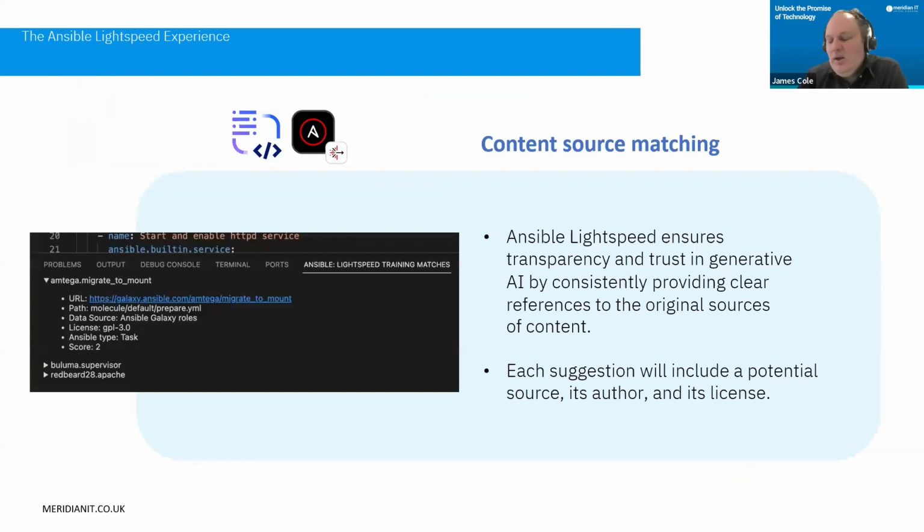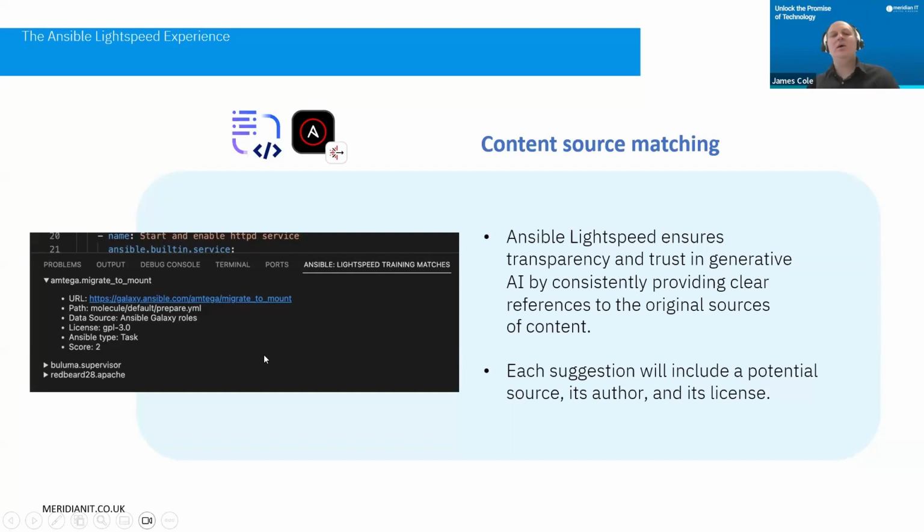Content source matching. And for me, this is quite key. When we're getting into AI, the big thing, we've all probably heard of ChatGPT, we're all potential users of ChatGPT, but it's knowing that what we are given is trusted information. And this is what's really, really good. So there's transparency here in that we can find out where that suggestion comes from, what version it is, who its source is, who its author is, what's its license.